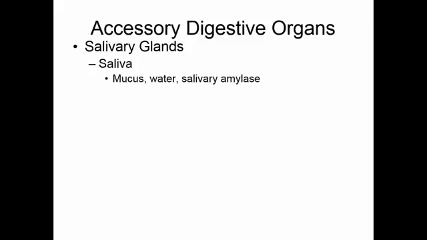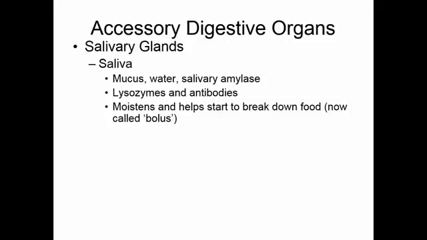The accessory digestive organs include things like the salivary glands. The salivary glands produce saliva. Saliva is mucus and water and salivary amylase. Amylase begins the breakdown of carbohydrates. There are also lysozymes and antibodies in the saliva that help keep the mouth bacteria at an acceptable level. Saliva helps moisten the food and starts the breakdown of the food. As we get that lump of wet food, we call it a bolus.